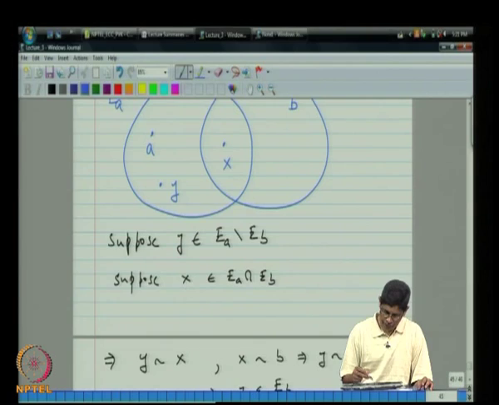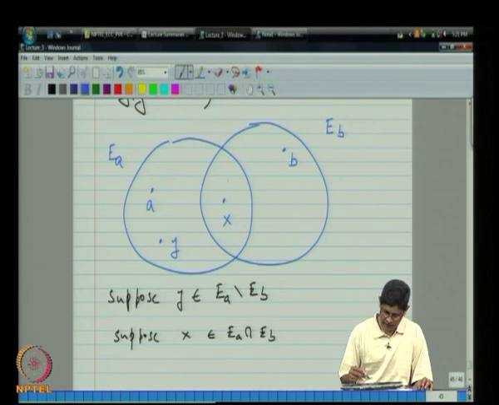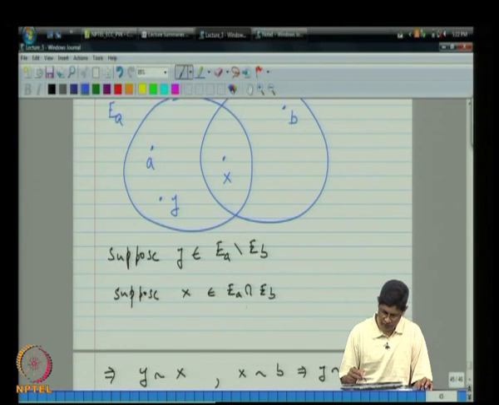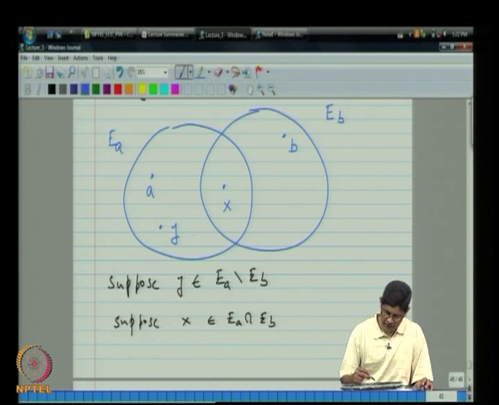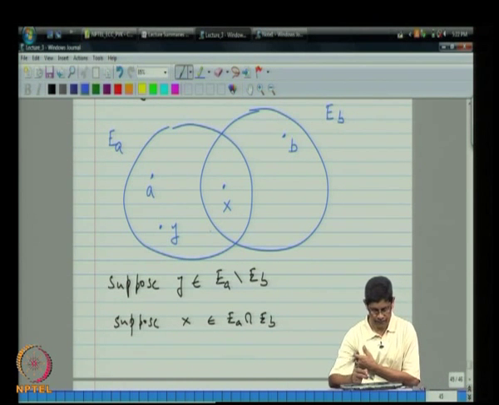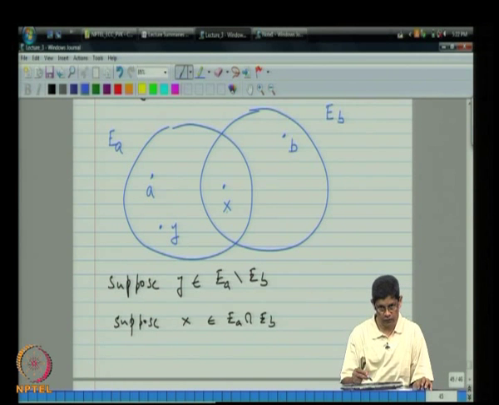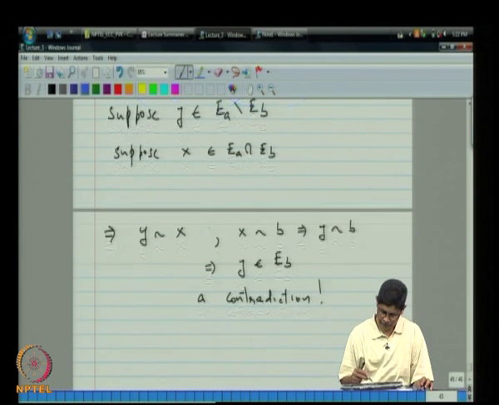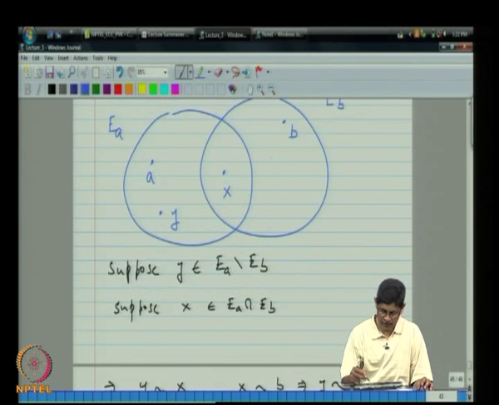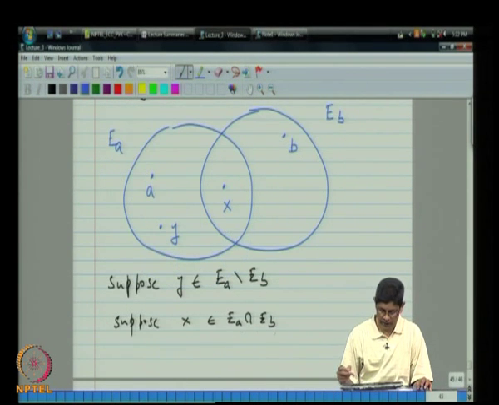And we know however, that there is something in the intersection and we have called that x. So, x belongs to the intersection, but this figure tells you that y and x are related, but b and x are also related. So, y is equivalent to x is equivalent to b, and by the transitive property that means that y is equivalent to b, but that means that y belongs to EB, but that is a contradiction because we assumed that it belongs to EA but not to EB.